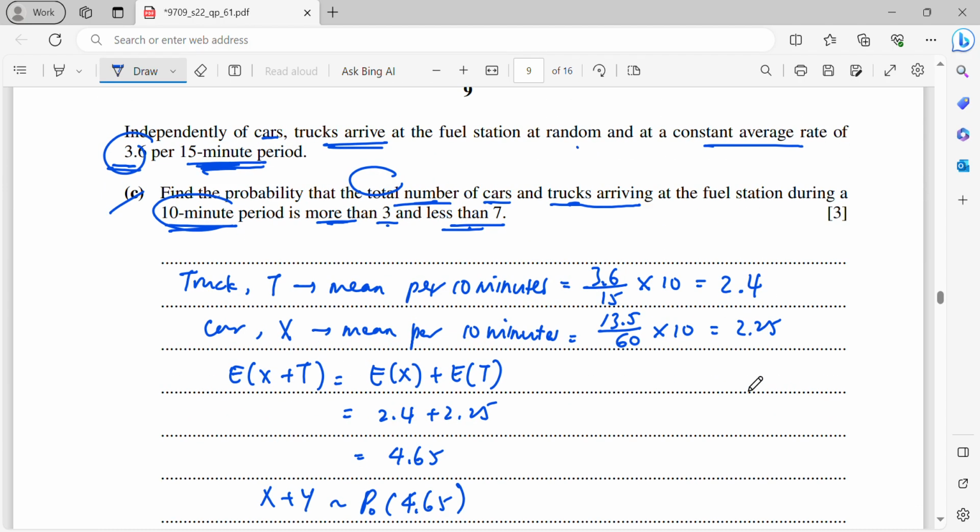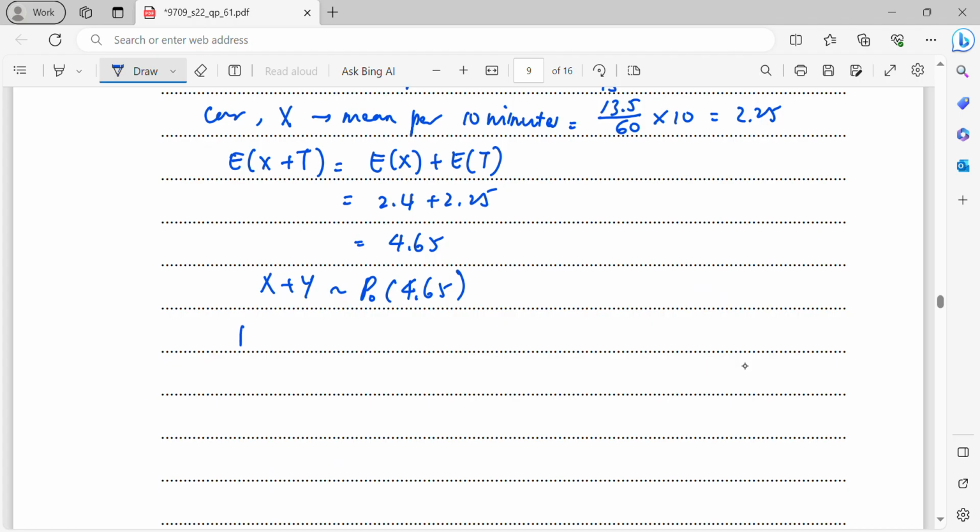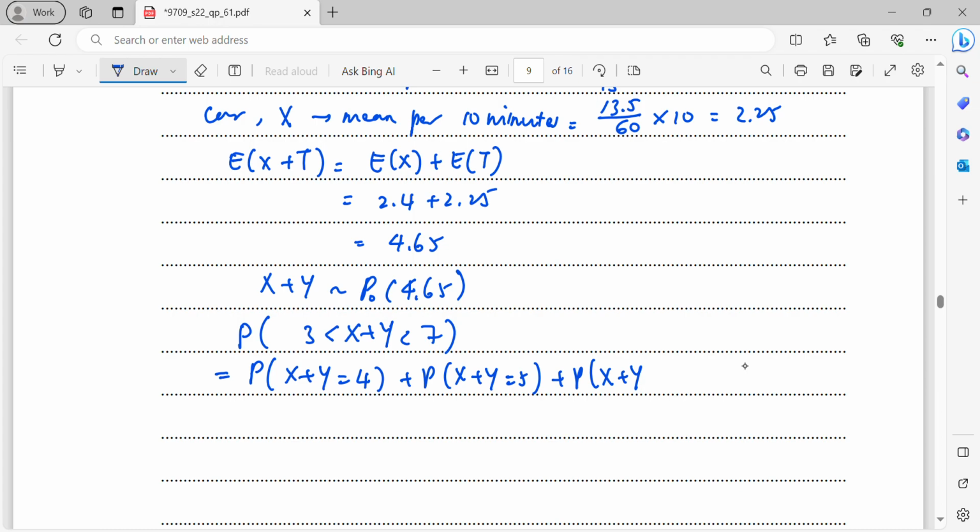Then now you need to count. This is more than 3 and less than 7. So you need to find P of X plus T more than 3 but less than 7. So obviously from here, you have to consider X plus T equals 4 because more than 3, or X plus T equals 5, or X plus T equals 6, but must be less than 7.